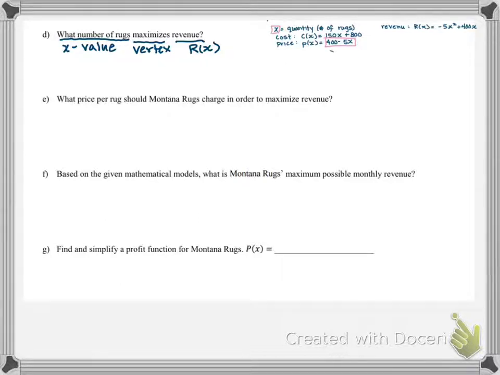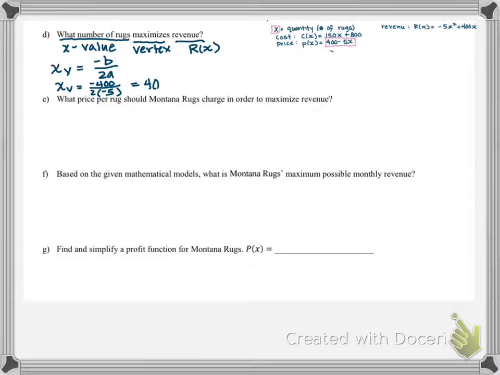So I'm going to use my vertex formula. The x value of the vertex is given by negative b over 2a. So the x value of my vertex is going to be negative 400 over 2 times negative 5, which is 40.